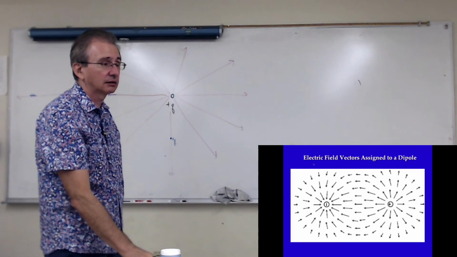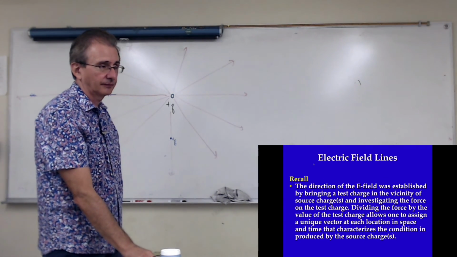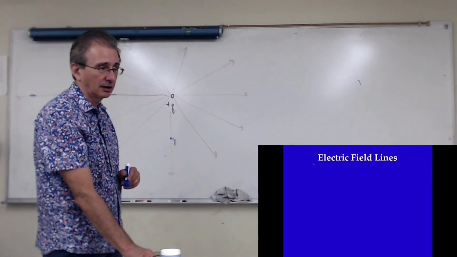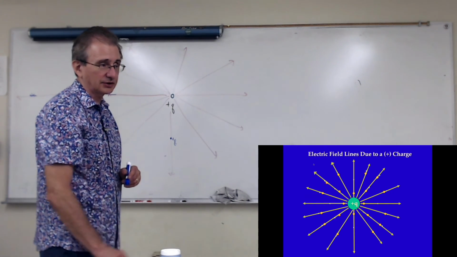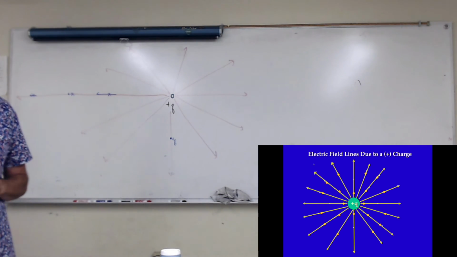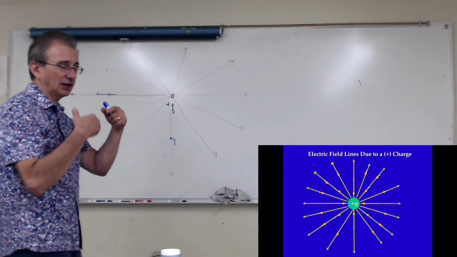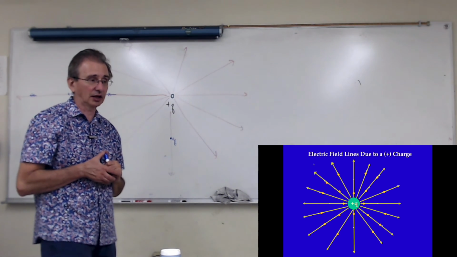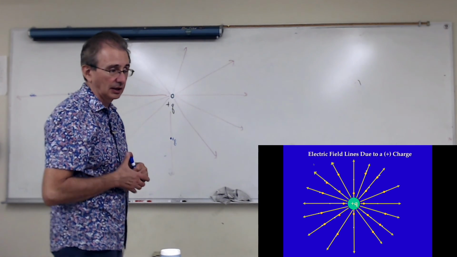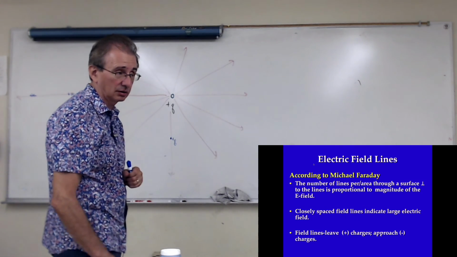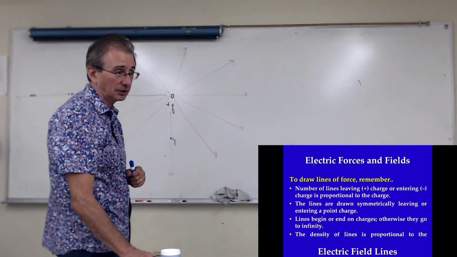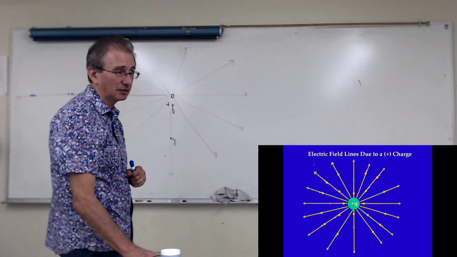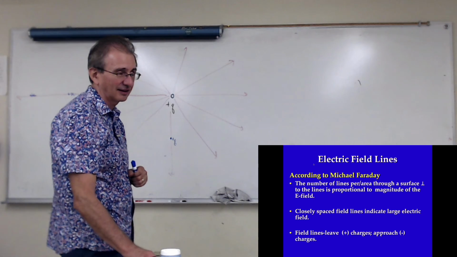So going back, this is the positive charge I had before. Now, these are the field lines for the positive charge. The yellow is the field lines. And you can see underneath it the vectors that are connected by the yellow tangent lines. And I can do the same thing for the dipole. What happened to my dipole? I don't have my dipole. I'll show one later.